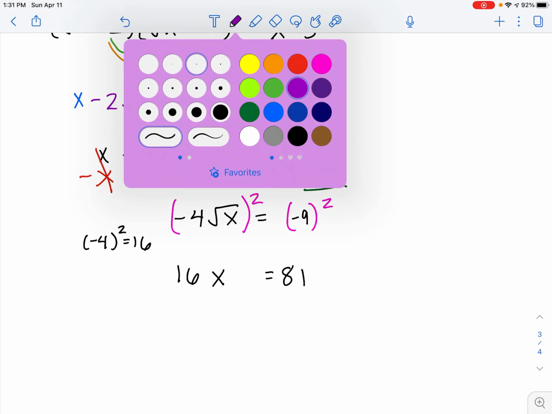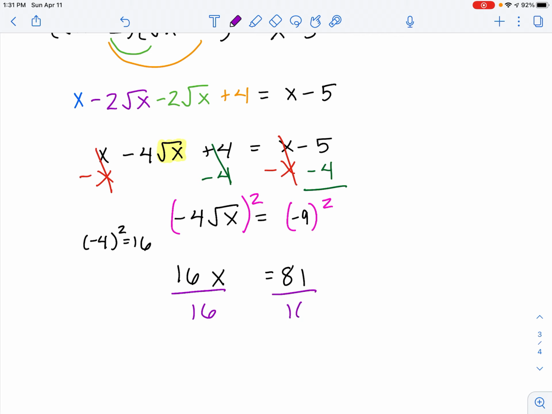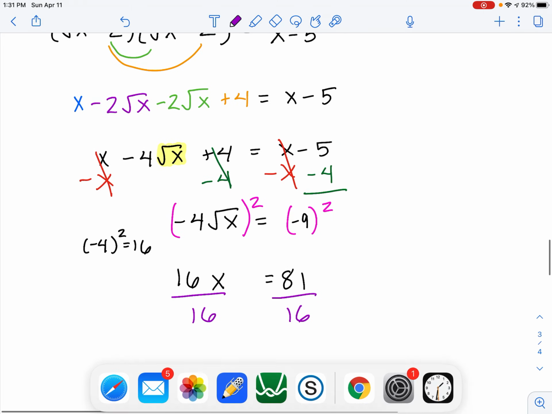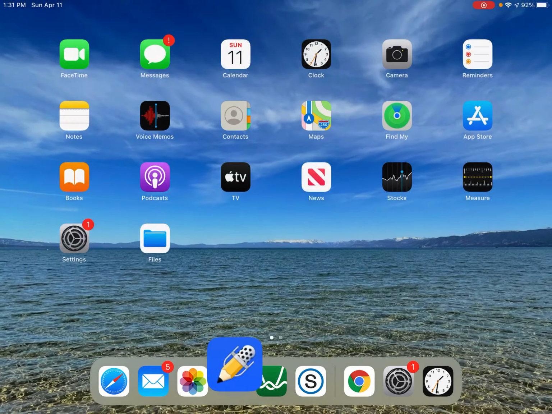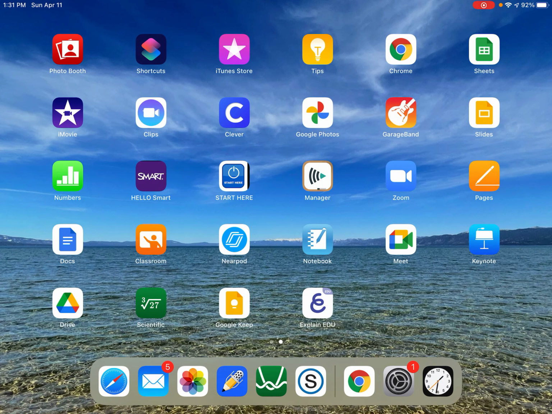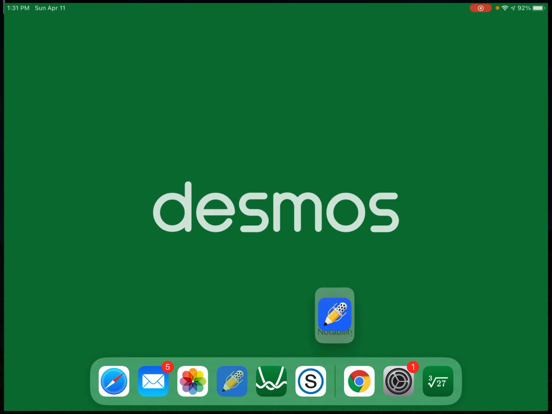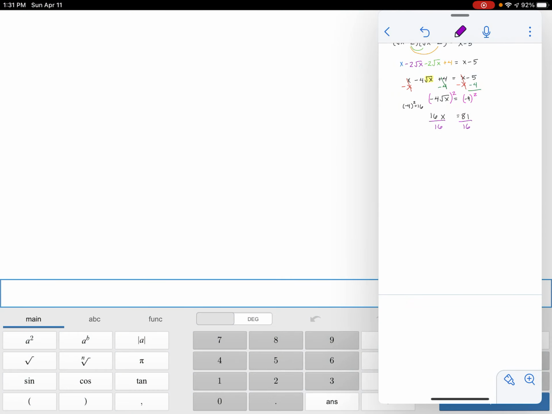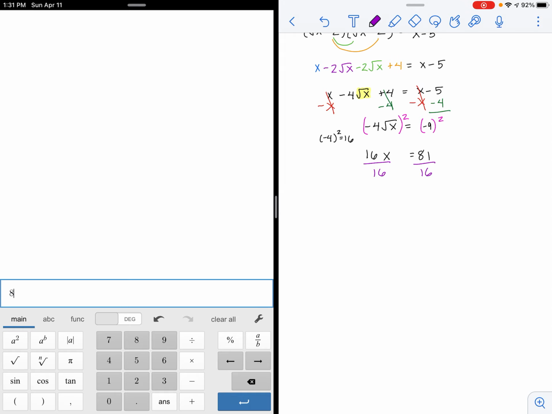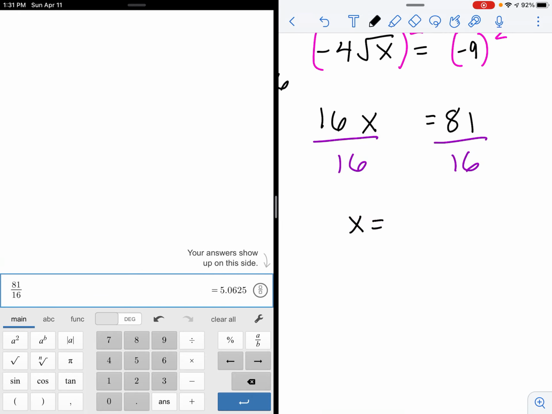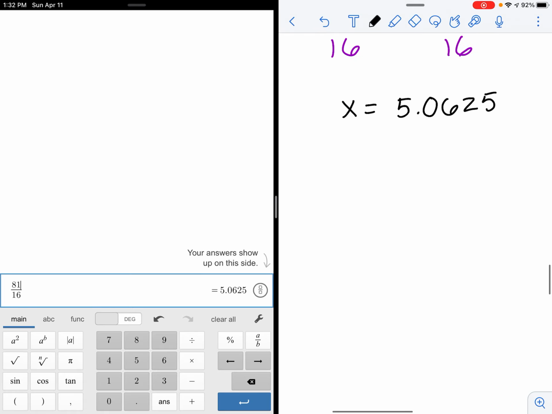Okay, let's get rid of the 16 now by dividing by 16. So I'm going to go ahead and pull my calculator up. All right, so we get 81 divided by 16, and that gives us x equals 5.0625. So now we want to go ahead and check that.